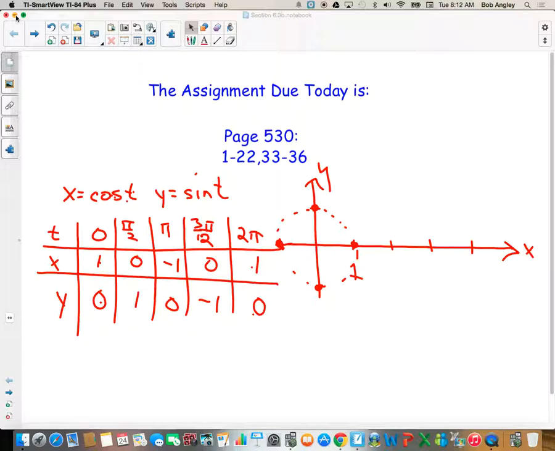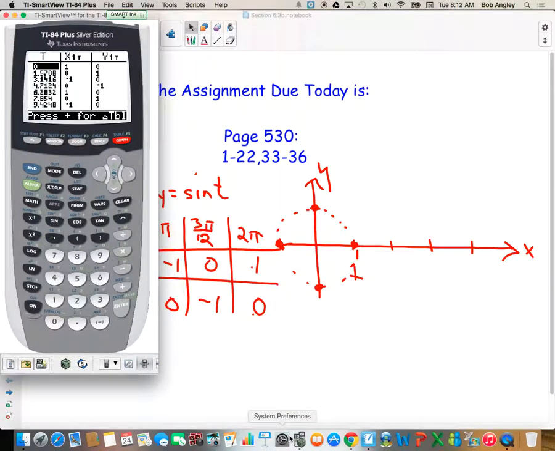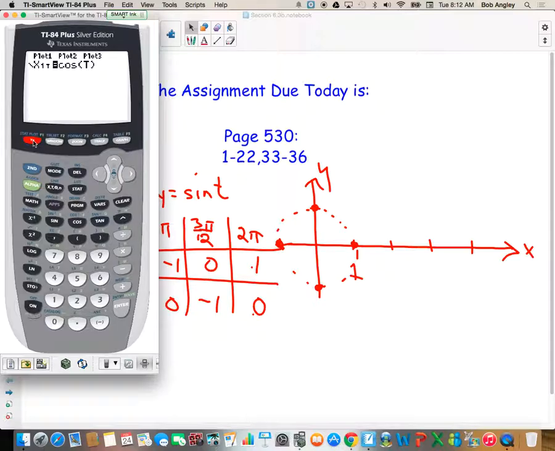33 to 36 sort of go together, and it refers to the graph of the parametric equations x equals 2 minus the absolute value of t, y equals t minus 0.5, and we go on the interval from -3 to 3. All right, we need to put that in the calculator here.